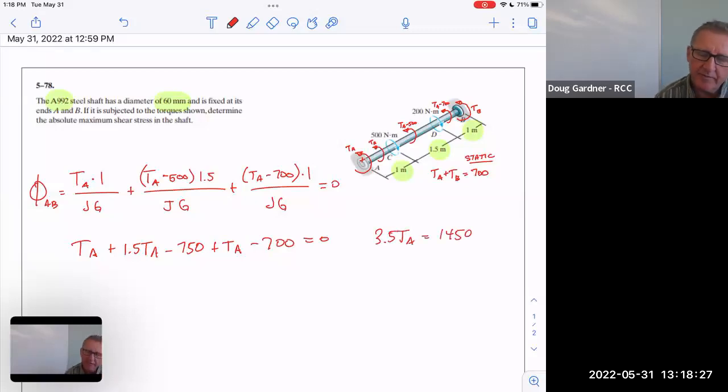So if I divide 1450 by 3.5, I get, unfortunately, not a very clean number. I get torque of A is approximately 414.3.